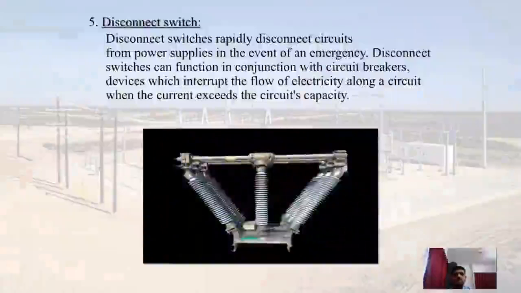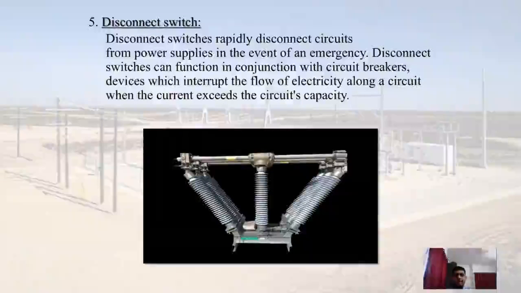In the next slide we are going to see the next important point, that is disconnect switch. The disconnect switches rapidly disconnect circuits from power supplies in the event of an emergency. Disconnect switches can function in conjunction with circuit breakers, devices which interrupt the flow of electricity along a circuit when the current exceeds the circuit's capacity.